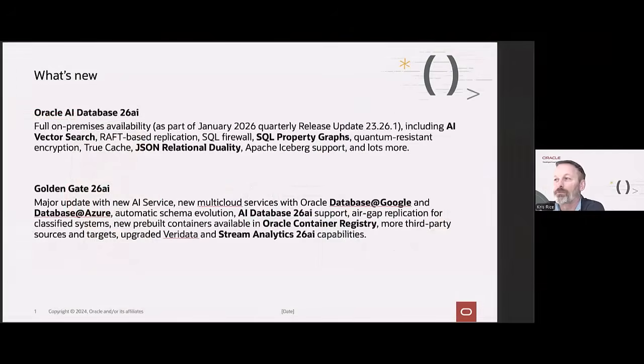So last we talked was January and Database 26 was coming. Well, now it's here. You can go to oracle.com and download it for Linux, of course. It has a lot of interesting things in it for developers. There's vector search, which probably gets the majority of the headlines, but not to be outdone, there's also property graphs.